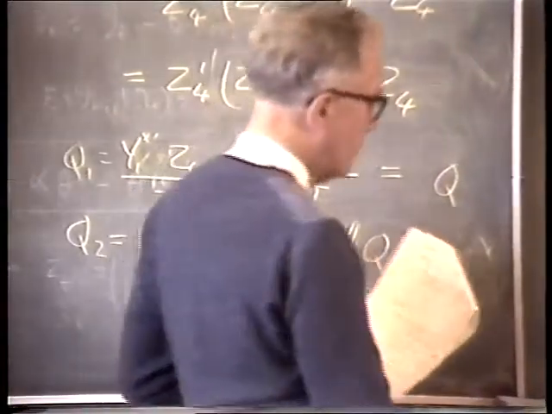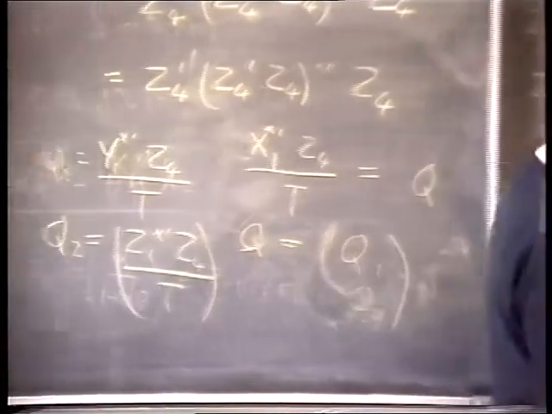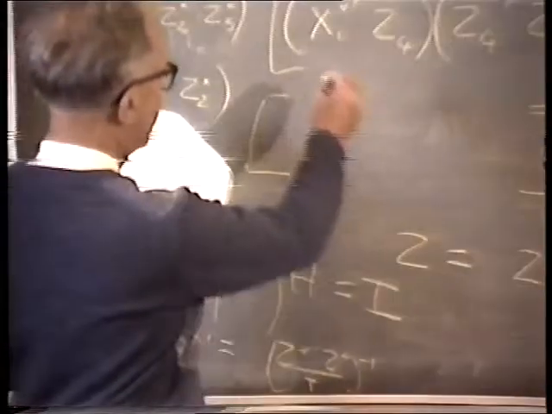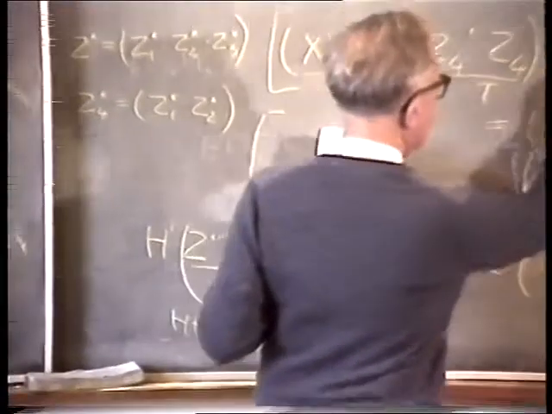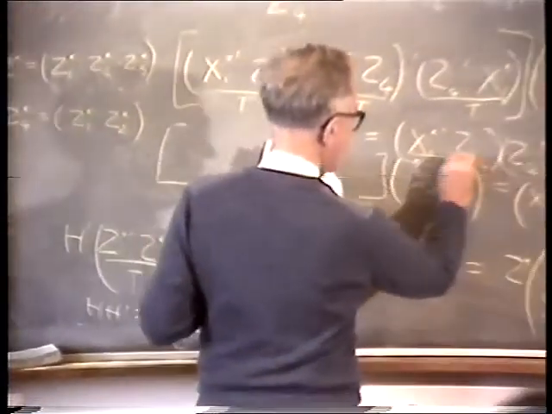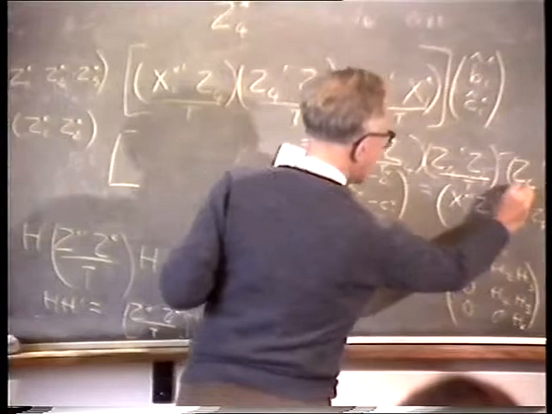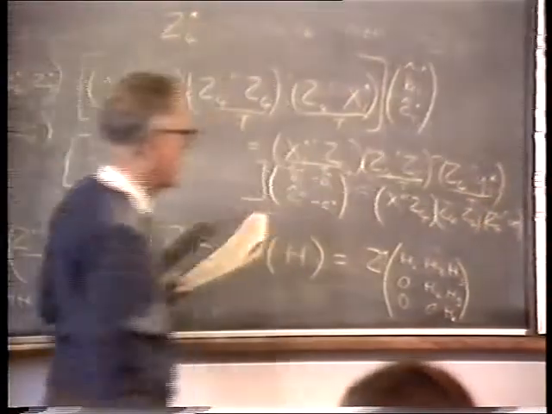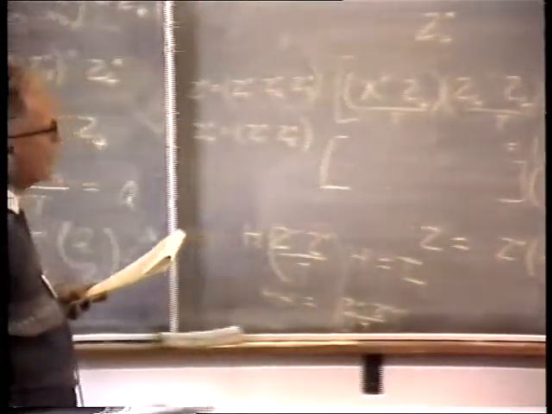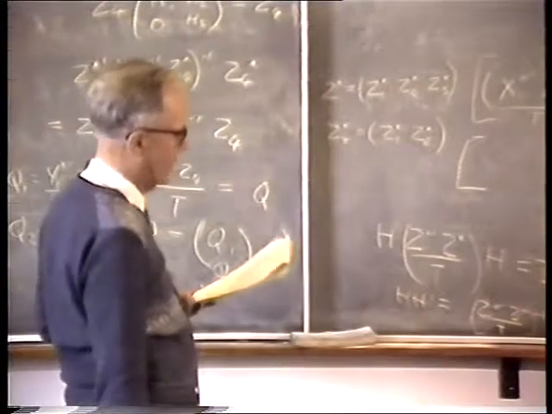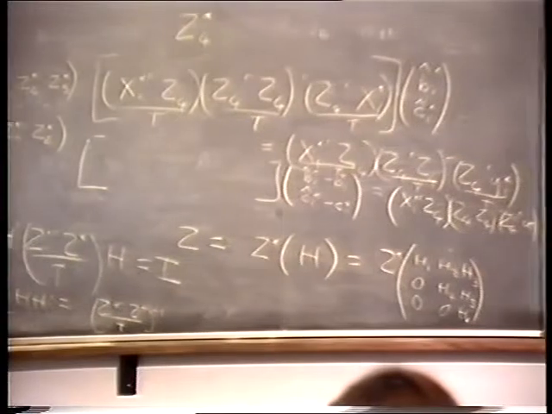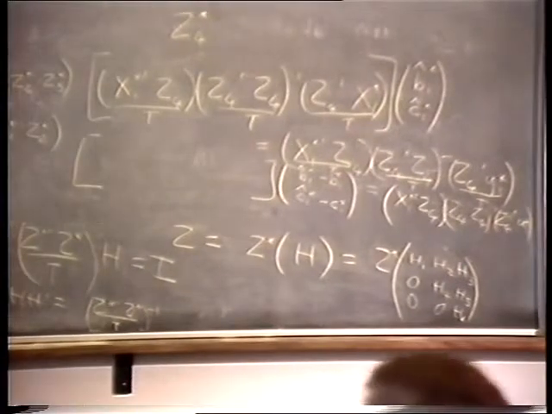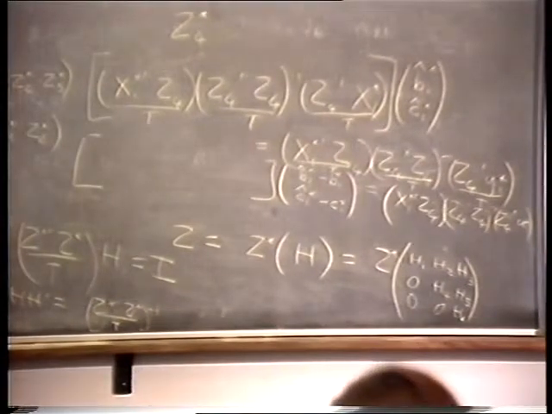Then the other thing one notices is that if you divide all these equations by T, then Z4 prime Z4 upon T is just the unit matrix, and so you can cancel that out.